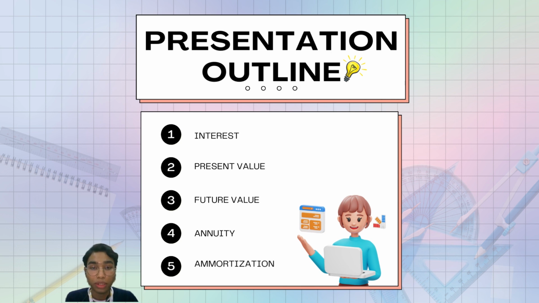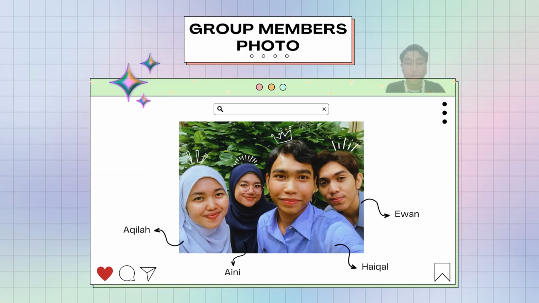Alright, so our presentation will consist of 5 parts, which start with interest and present value, next future value, then annuity, and lastly amortization. So this is our group members photo, which consists of me, Muhammad Haiqal bin Tajuden, and Muhammad Faizzuwan bin Mustafa, and then Aqilah binti Azhar, and Nuraini binti Azri.